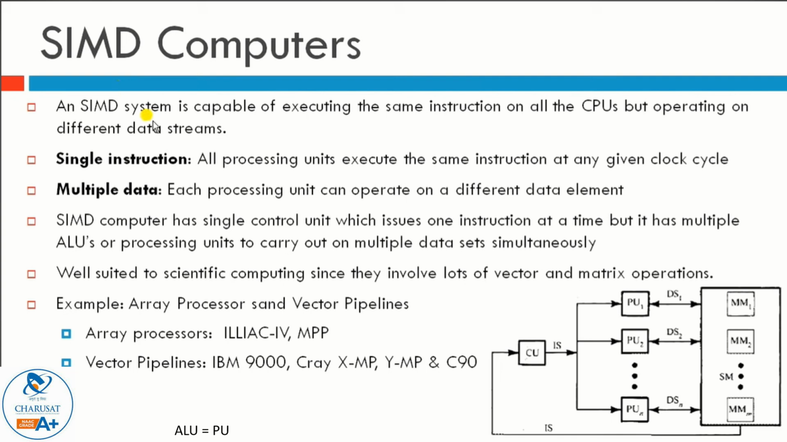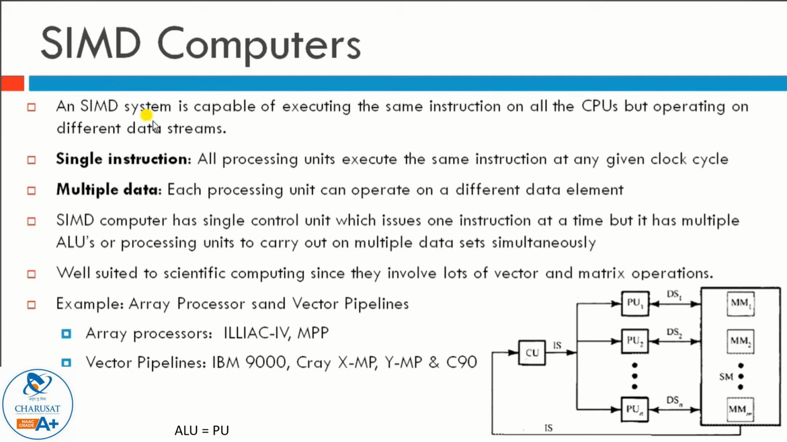Second type is SIMD computers. An SIMD system is capable of executing the same instruction on all the CPUs but operating on different data streams. Single instruction means all processing units execute the same instruction at any given clock cycle, and multiple data means each processing unit can operate on a different data element.